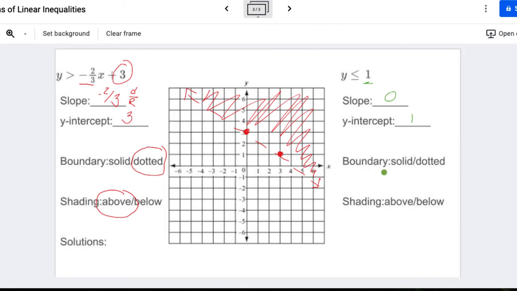Then we make our decisions. Is the boundary line solid or dotted? Since there's a line under the inequality sign, it is a solid line. So the y-intercept is 1. It's horizontal, so any other coordinate where y is 1 is fine. Then draw a solid horizontal line.